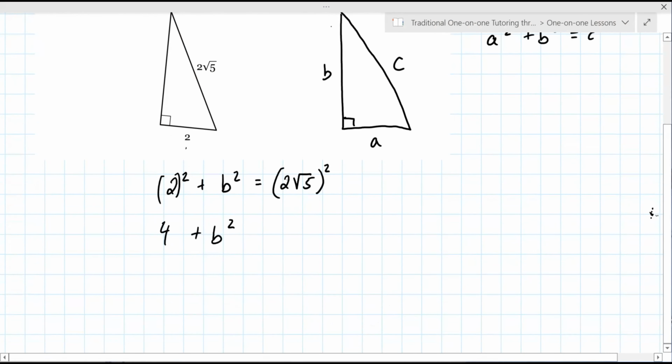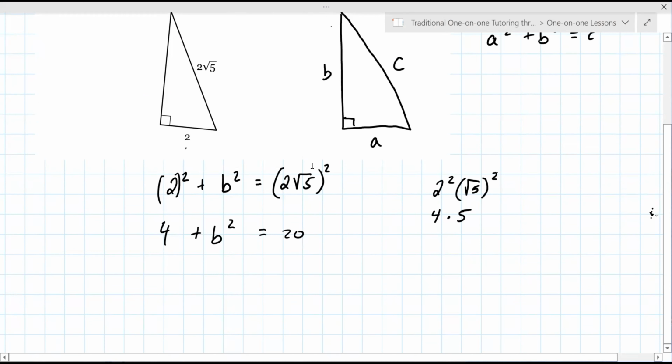Okay, now when you square 2 square root of 5, you're actually squaring the 2, and then the square root of 5 gets squared. A square undoes a square root, so it becomes 4 times 5, or 20. Any questions on that, or anything you'd like me to clarify? You have to square both the number out in front, and then you undo the square root there.